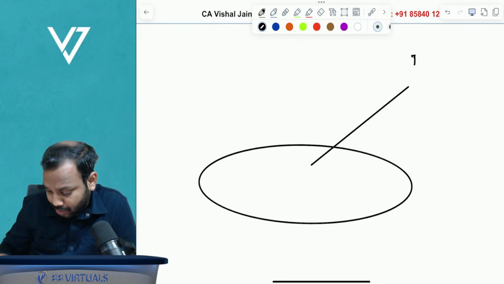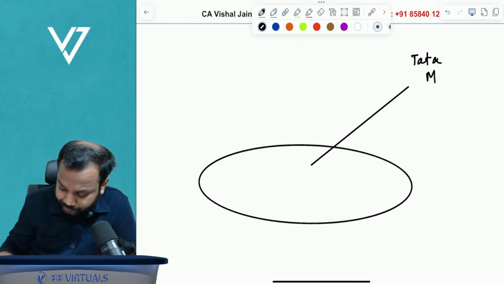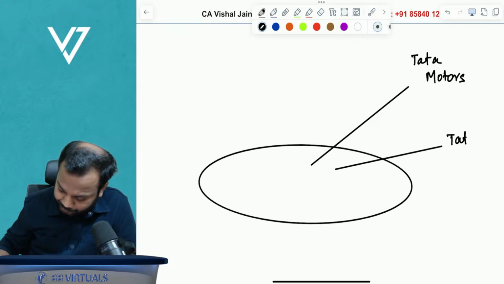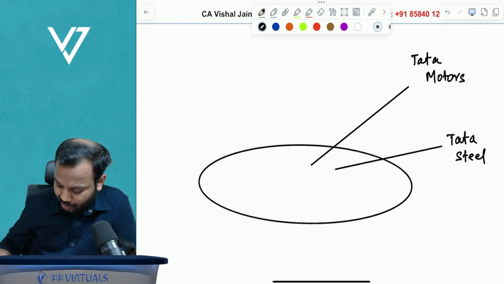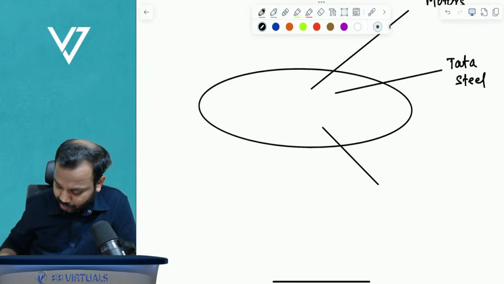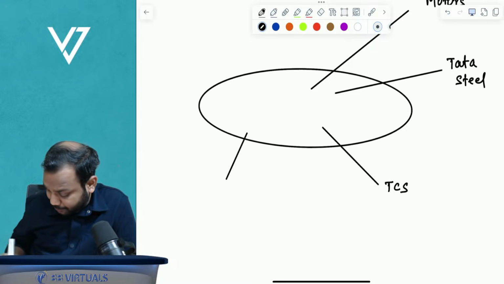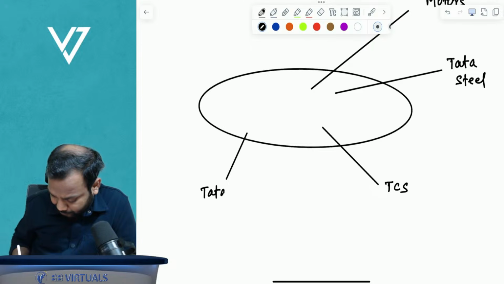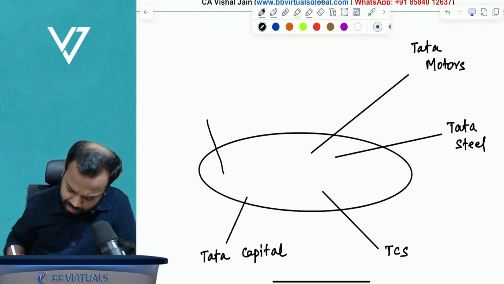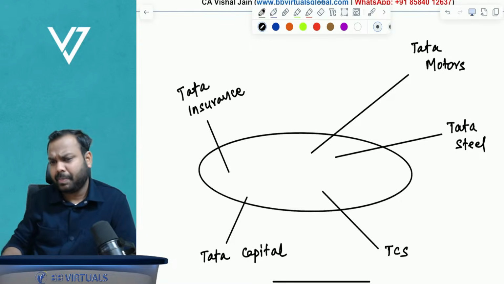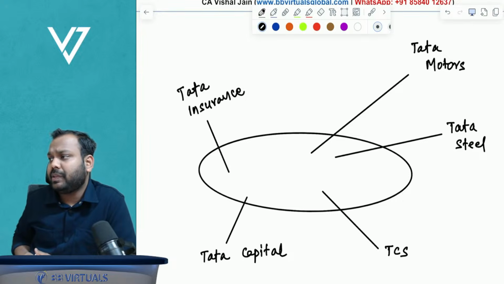Like, for example, Tata Motors, Tata Steel, TCS, Tata Capital, Tata Insurance. There are multiple companies in the group.